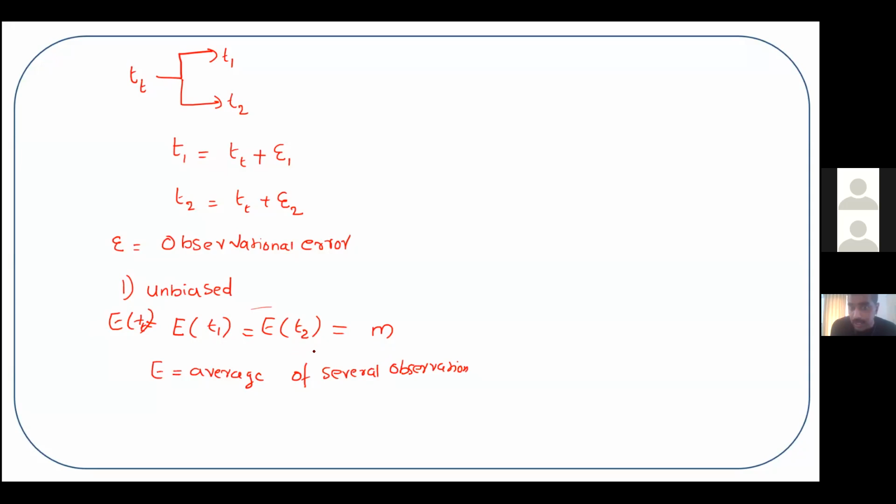The second assumption I am going to make here is that the errors are uncorrelated, which means the expectation value of epsilon 1 times epsilon 2 is equal to 0. And the third one is that I should know the variances of the observational error.